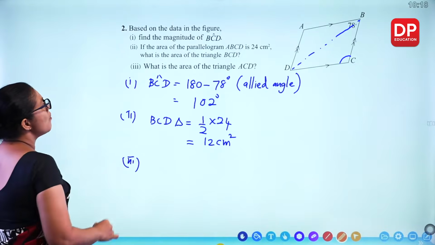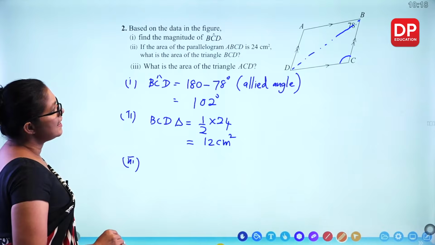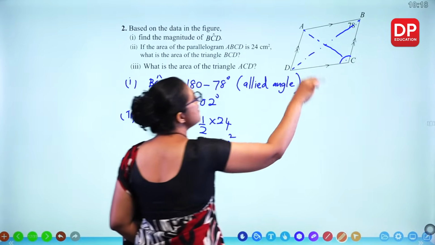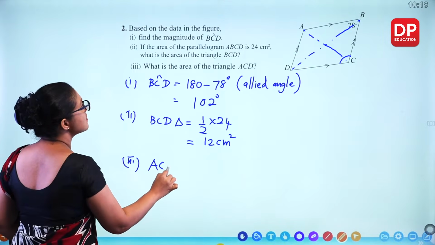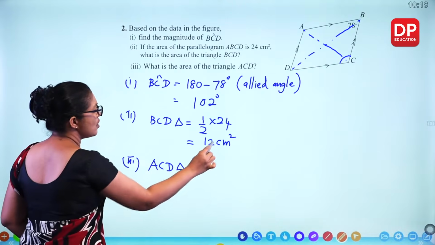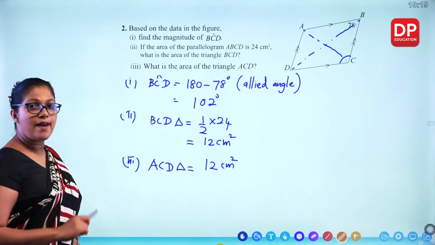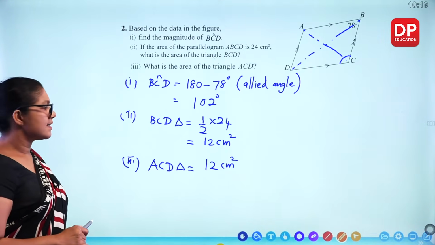Third one, what is the area of the triangle ACD? ACD is also the triangle with the other diagonal. So what's the area? ACD triangle is also the same as before because the area of a parallelogram is bisected by the diagonals.